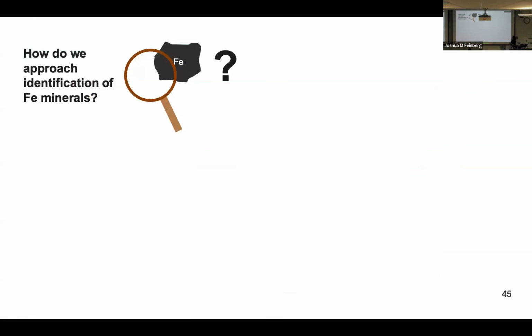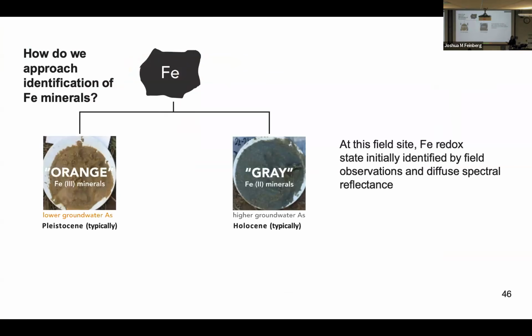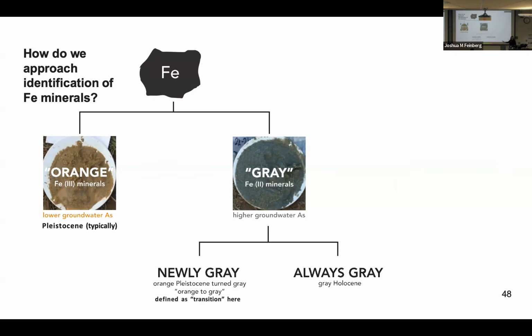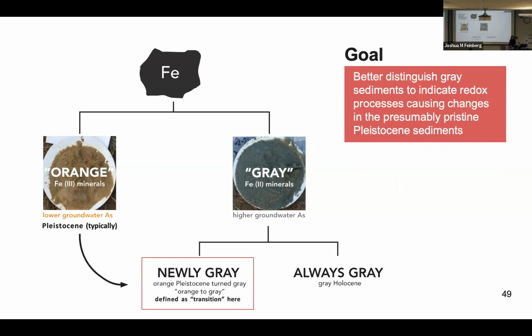Okay, so how do we approach identification of iron minerals? Of course, we can do it visually, like when you're at the field site, taking a look at the sediments, and also these diffuse spectral reflectance measurements, as I mentioned. Another thing that was identified at this field site was the ages by radiocarbon. And what was found was that, of course, not all the gray sands were Holocene, but actually some of them were Holocene, yes, but some of them had been Pleistocene age sediments, but now have turned gray. So originally they were our orange oxidized iron minerals, and now they've undergone reduction. So the goal of this work was to even better distinguish these gray sediments to indicate which redox processes cause changes in these presumably previously pristine aquifer. So just a reminder of the increase in arsenic that we expected.